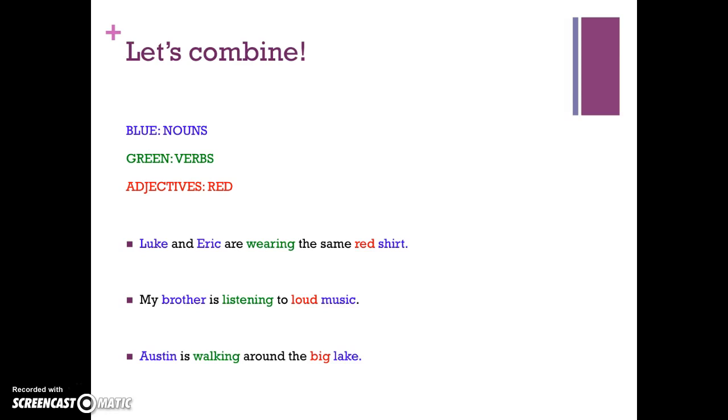After practicing, we can see that every sentence needs a noun and a verb. Adjectives are often in sentences, but they do not have to be. For example, if you look at the first sentence, Luke and Eric are wearing the same red shirt. If you take out the adjective red, the sentence still makes sense. Luke and Eric are wearing the same shirt. However, if you take out Luke and Eric, there is no noun to give an action to. And if you take out the word wearing, there is no action for Luke and Eric.